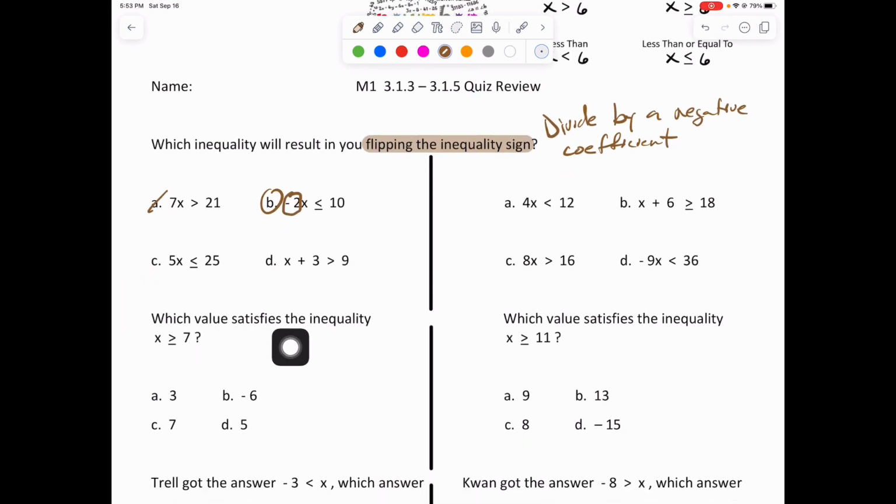Okay, which value satisfies the inequality? Well, let's read it. X is greater than or equal to 7. Well, what number is equal to 7? Yes, of course, 7. So we're just going to replace it, okay? Now, we know that our number in our answer choice needs to be greater than or the same number. Well, 3 is less than. Get rid of it. Negative 6 is definitely less than. And 7 is certainly equal to 7. Go ahead and circle your answer. Guys, pause the video. Try the first two independently if you'd like.